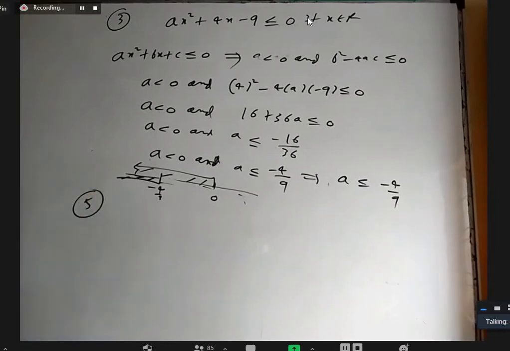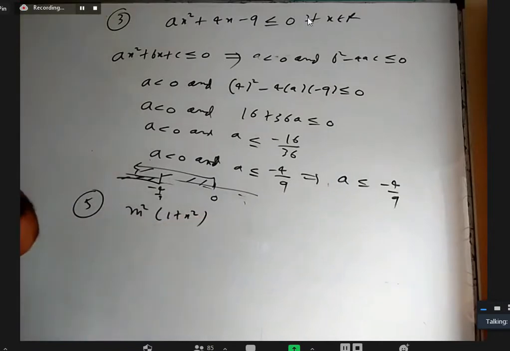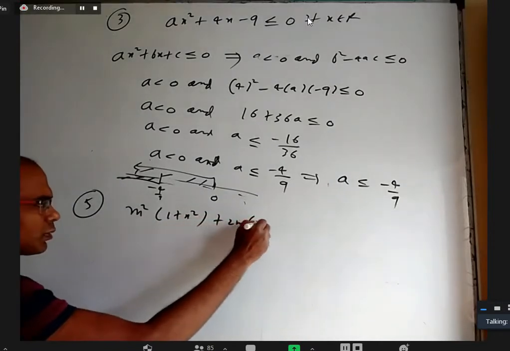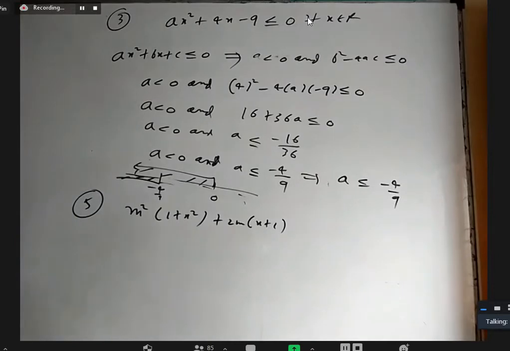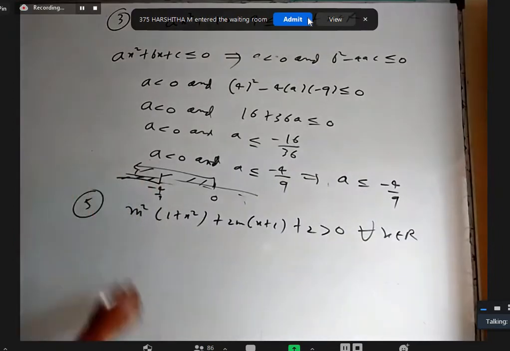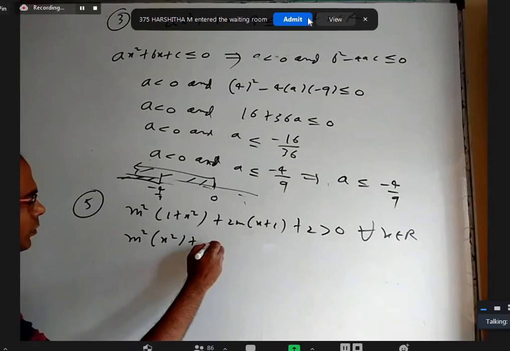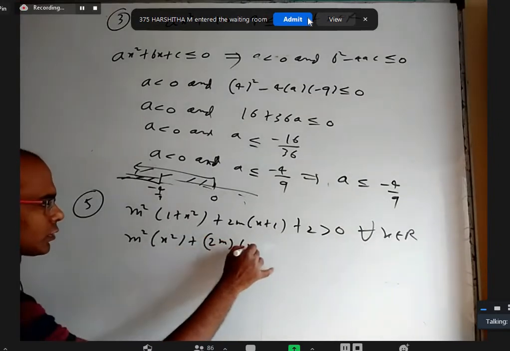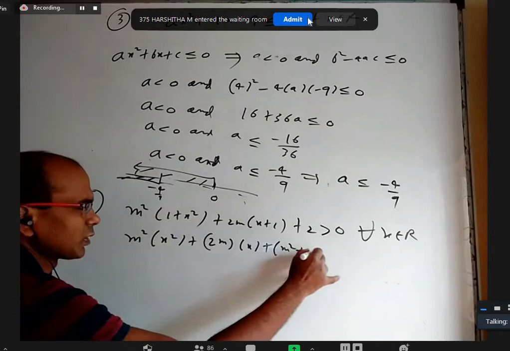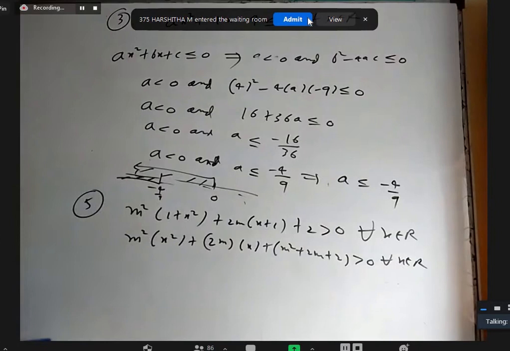Okay, fifth question. Find the values of m belonging to R for which the expression is greater than 0 for all x. M square into 1 plus x square plus 2m into x plus 1 plus 2 should be greater than 0 for all x belongs to R. Expand, and I'll get m square x square plus 2m into x plus m square plus 2m plus 2 should be greater than 0 for all x belongs to R.